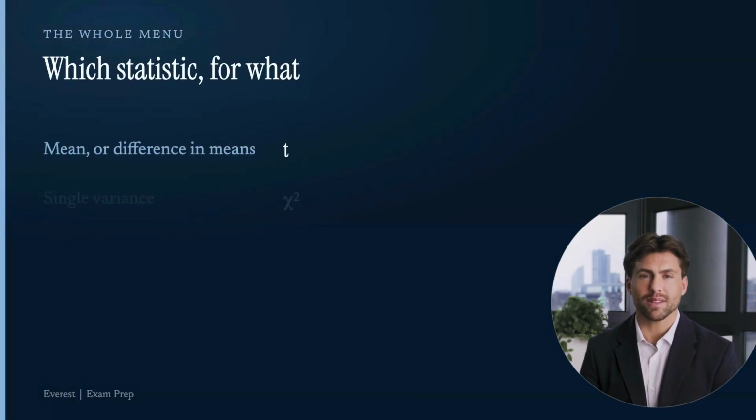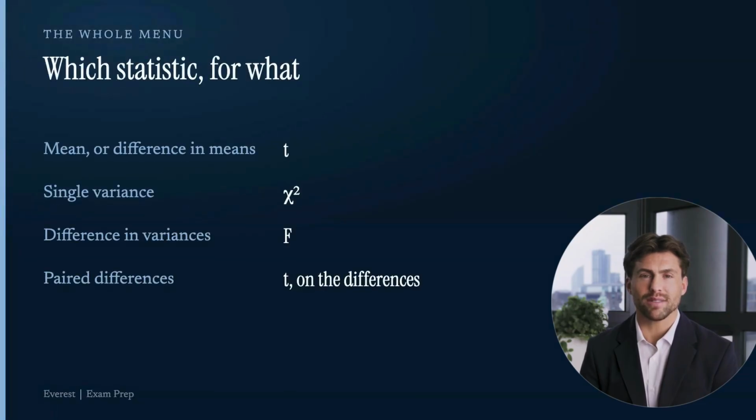Before the recap, here's the whole menu in one place. A single mean, or the difference between two means, t-distributed. A single variance, chi-square. The difference between two variances, F. Paired differences, still t, just applied to the differences instead of the raw values.